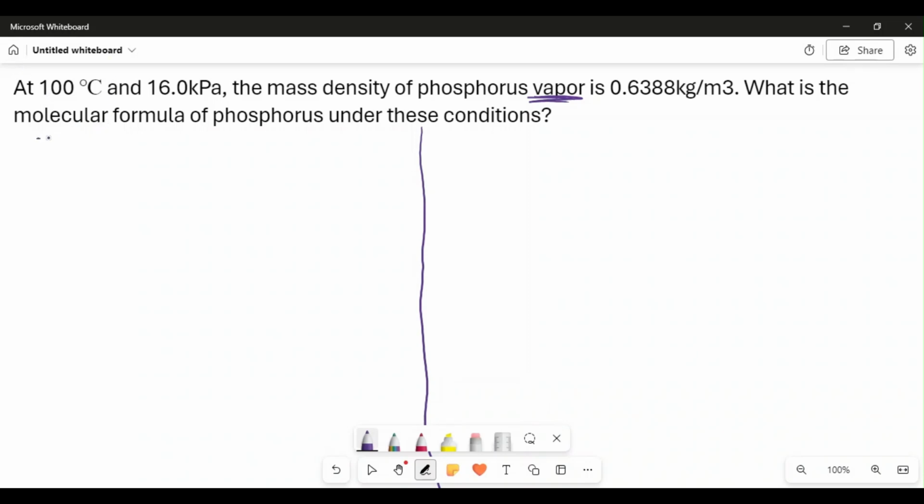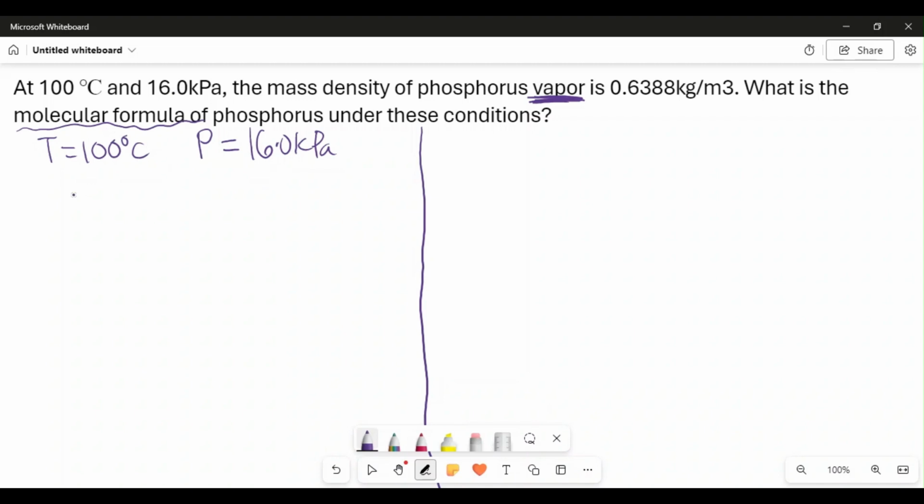Today we're going to be working on the question on the screen that says: at 100 degrees Celsius and a pressure of 16.0 kilopascal, the mass density of phosphorus vapor, which is a gas, is 0.6388 kilograms per meter cubed. What is the molecular formula of phosphorus under these conditions? So we're trying to find the molecular formula of phosphorus vapor under these conditions. That is basically what we're supposed to do.